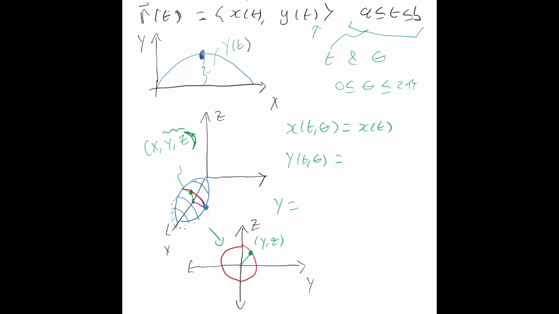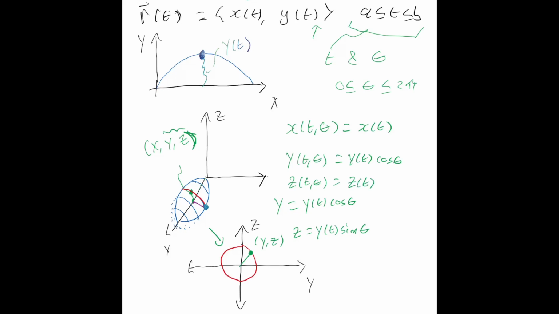So in polar coordinates, y is equal to r times cosine theta. So y is the horizontal axis, z is the vertical axis. So y is r cosine theta, z is r sine theta. Here the radius is y of t. So y is equal to y of t cosine theta, and z is going to be y of t sine theta. So what this means then is that y of t theta is equal to y of t times cosine theta, and z of t theta is equal to y of t sine theta.